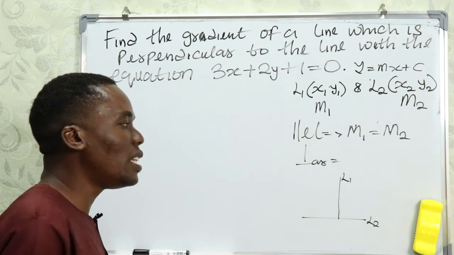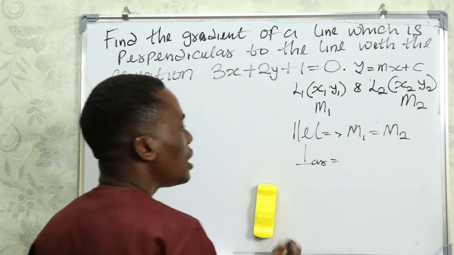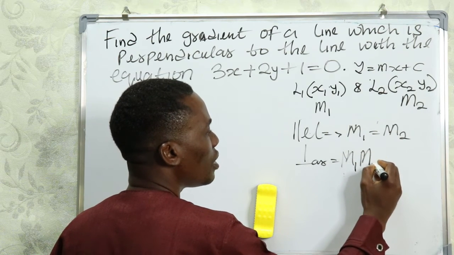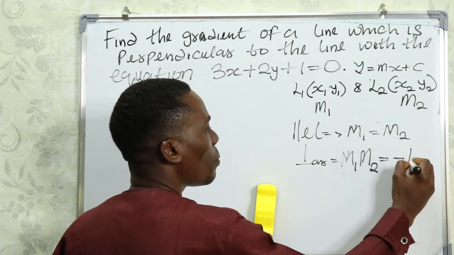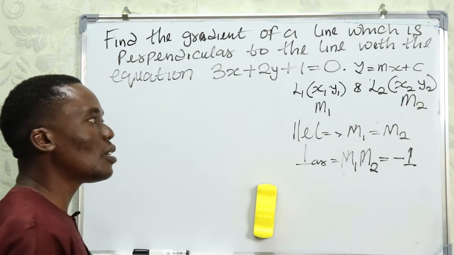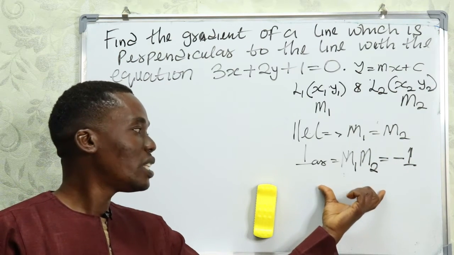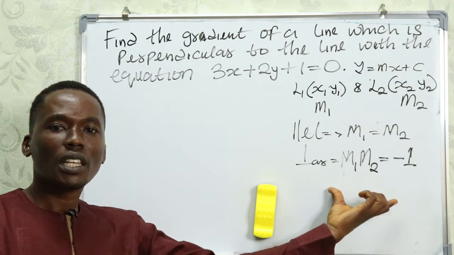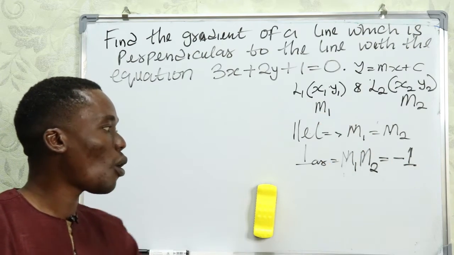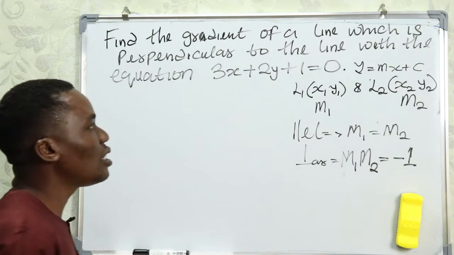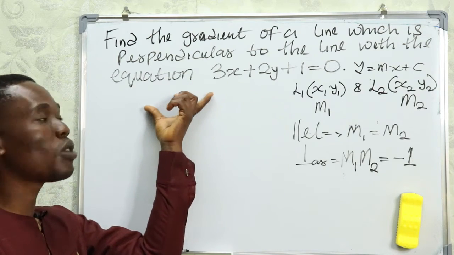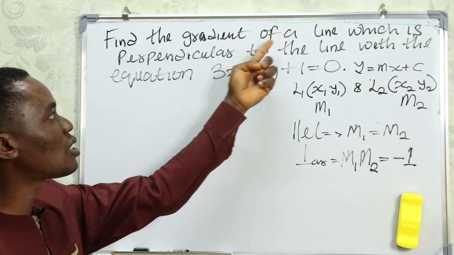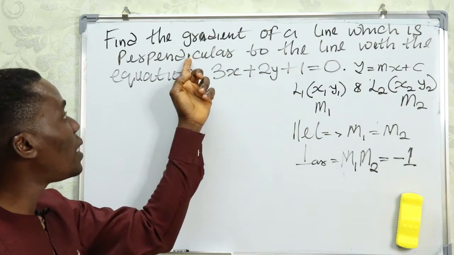Now, if they are perpendicular to each other, then the first gradient times the second gradient will be equal to minus 1. Take note of this point, because any question like this lies under these principles. Why do I have to explain all this? Because this is exactly what we are going to apply in solving this question.